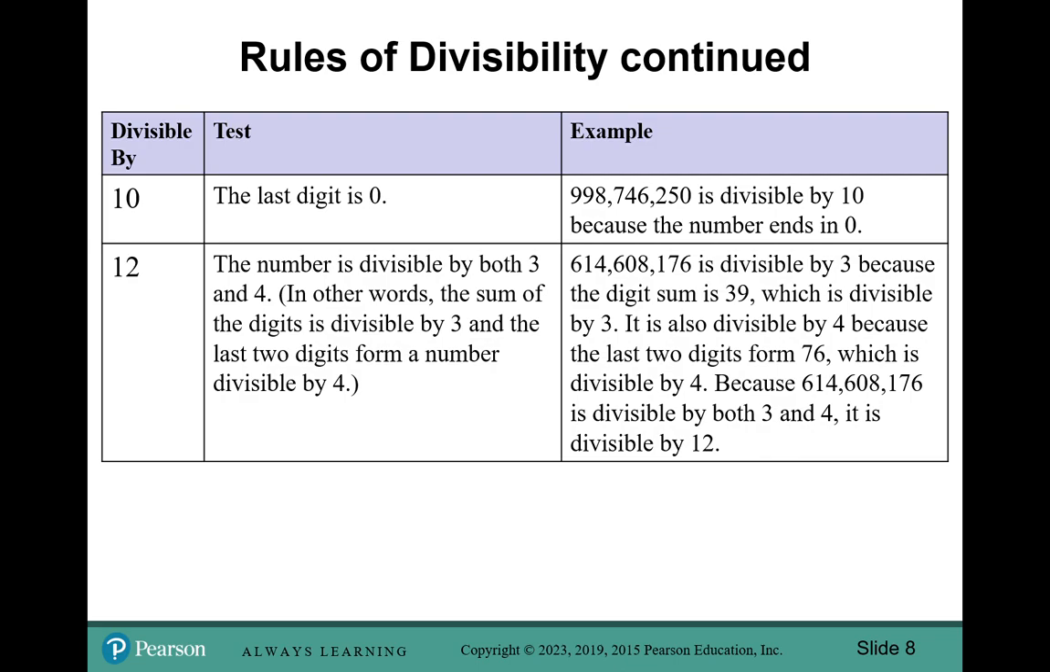So this overall number, 614,608,176, is divisible by 3. And it is also divisible by 4 because the last 2 digits form a 76 right there at the end of the number. And that 76 itself is divisible by 4. So because 614,608,176 is divisible by both 3 and 4, it is divisible by 12.